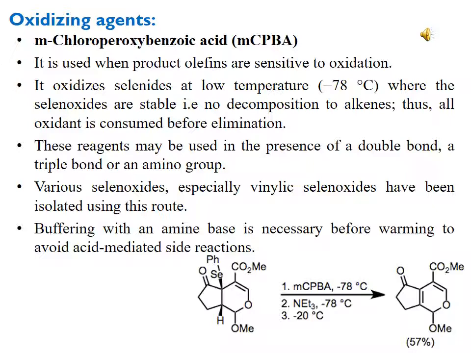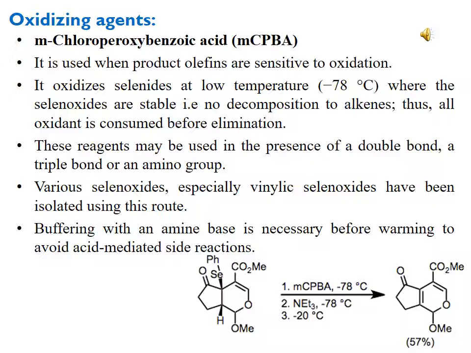This reagent can also be used in the presence of a double bond, triple bond or amino group. It means it is also chemoselective in nature. Various selenoxides, especially vinylic selenoxides, have been prepared using this oxidizing agent. One thing should be remembered when using this oxidizing agent: buffering with an amine base is necessary during this reaction, because acid mediated side reactions can occur. So the presence of base will render these side reactions ineffective.